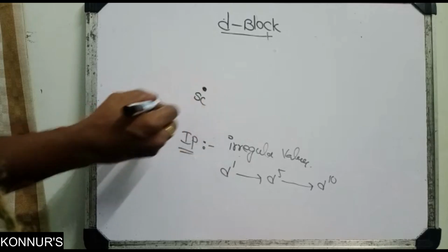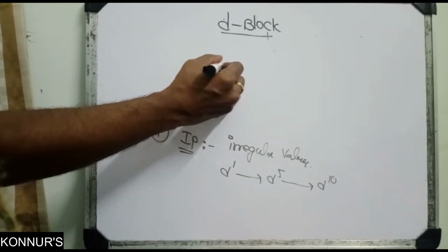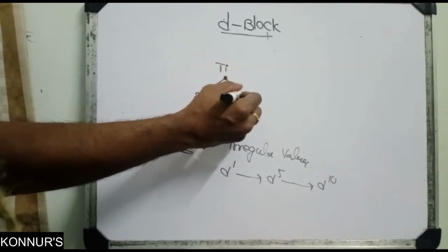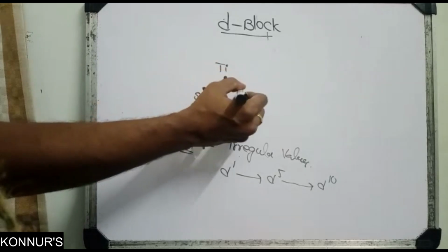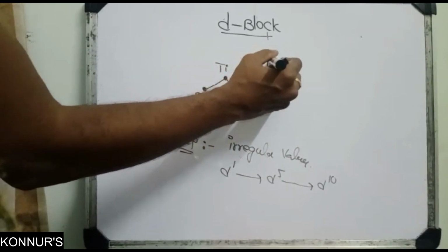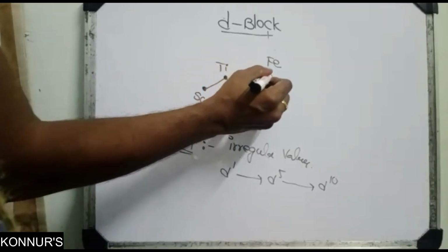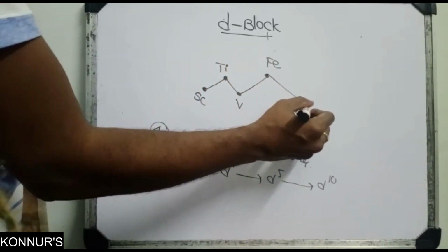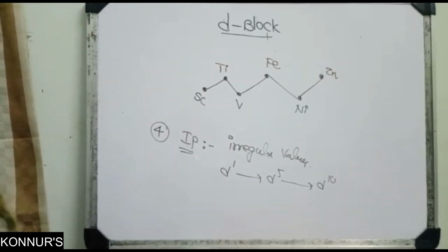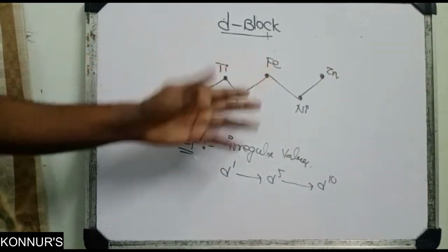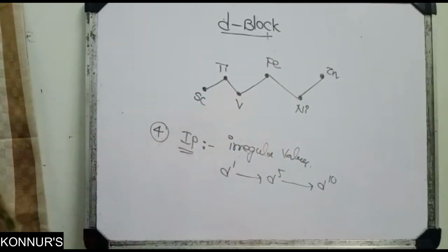So from scandium to titanium it increases. Next, for vanadium it decreases. Next, up to iron it increases. Further it decreases up to nickel. Next, it continuously increases up to zinc. So these are irregularly observed because of what? Electronic configuration stability only, that is disturbing the trend.